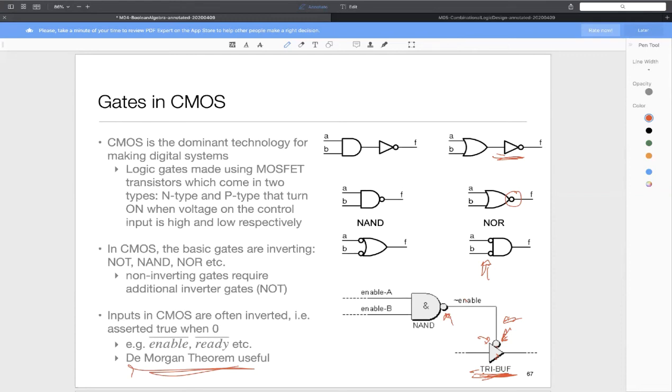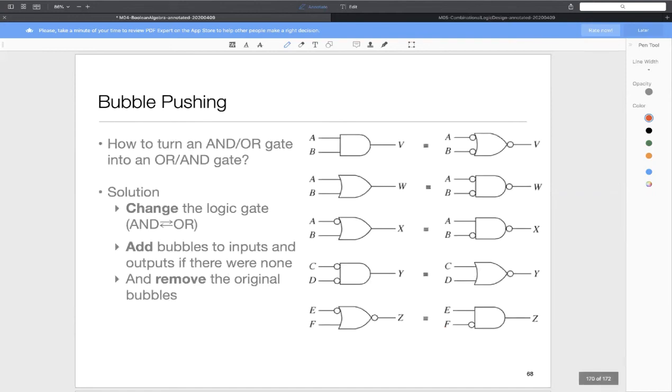So when you're reading circuit schematics, bear in mind that if you see something like enable bar, it's really saying it's a signal which is inverted. My true signal is enable, but the actual signal I'm using in the circuit is the inverted version of it. So whenever I actually want it to be active, I need to pull that signal to 0. This bubble pushing that I showed earlier is extremely important.